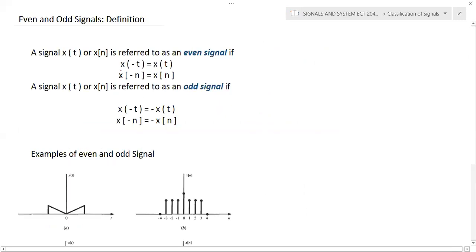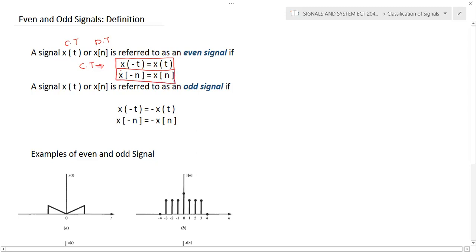And here we'll see the definition of even and odd signal. A signal x of t, a continuous time signal, or x of n, a discrete time signal, is referred to as an even signal if it satisfies this particular condition. The condition for a continuous time signal is x of t is equal to x of minus t. Similarly, instead of t we will put n, and this is for a discrete time signal.